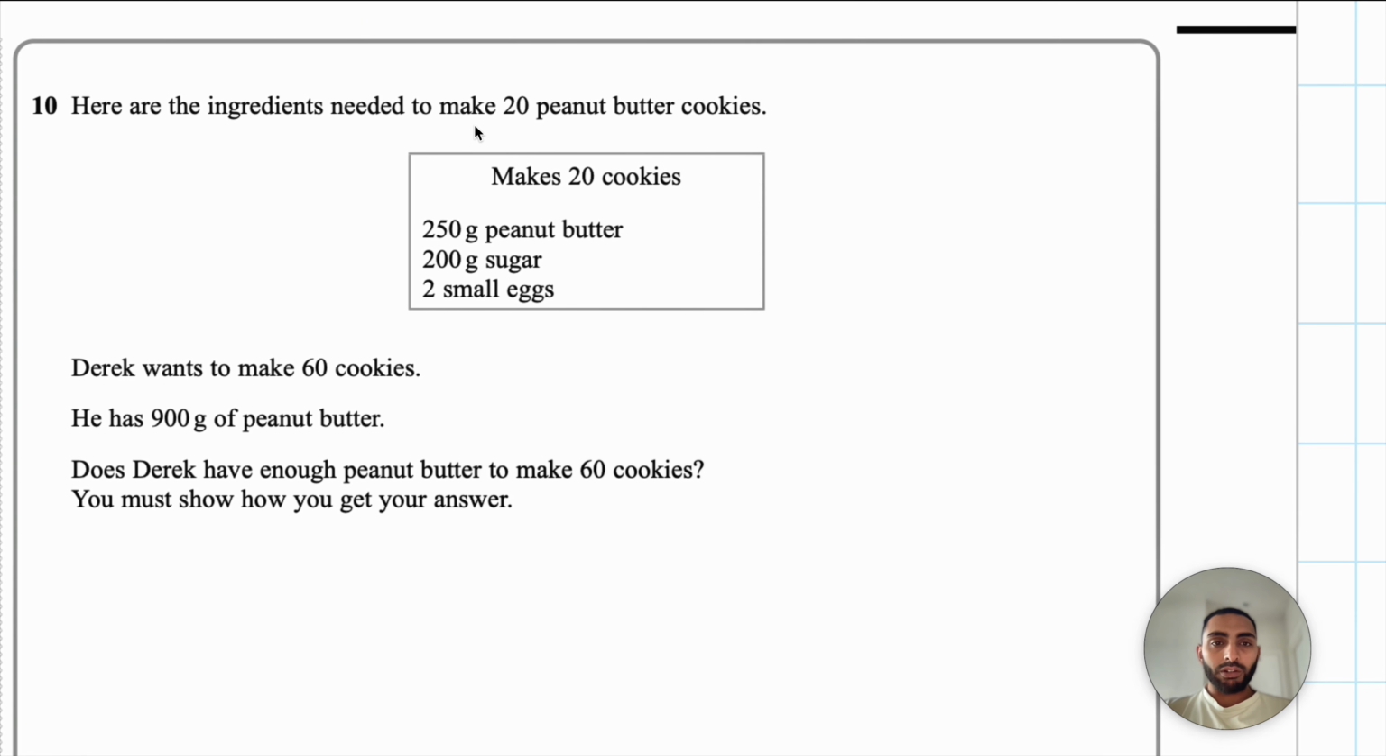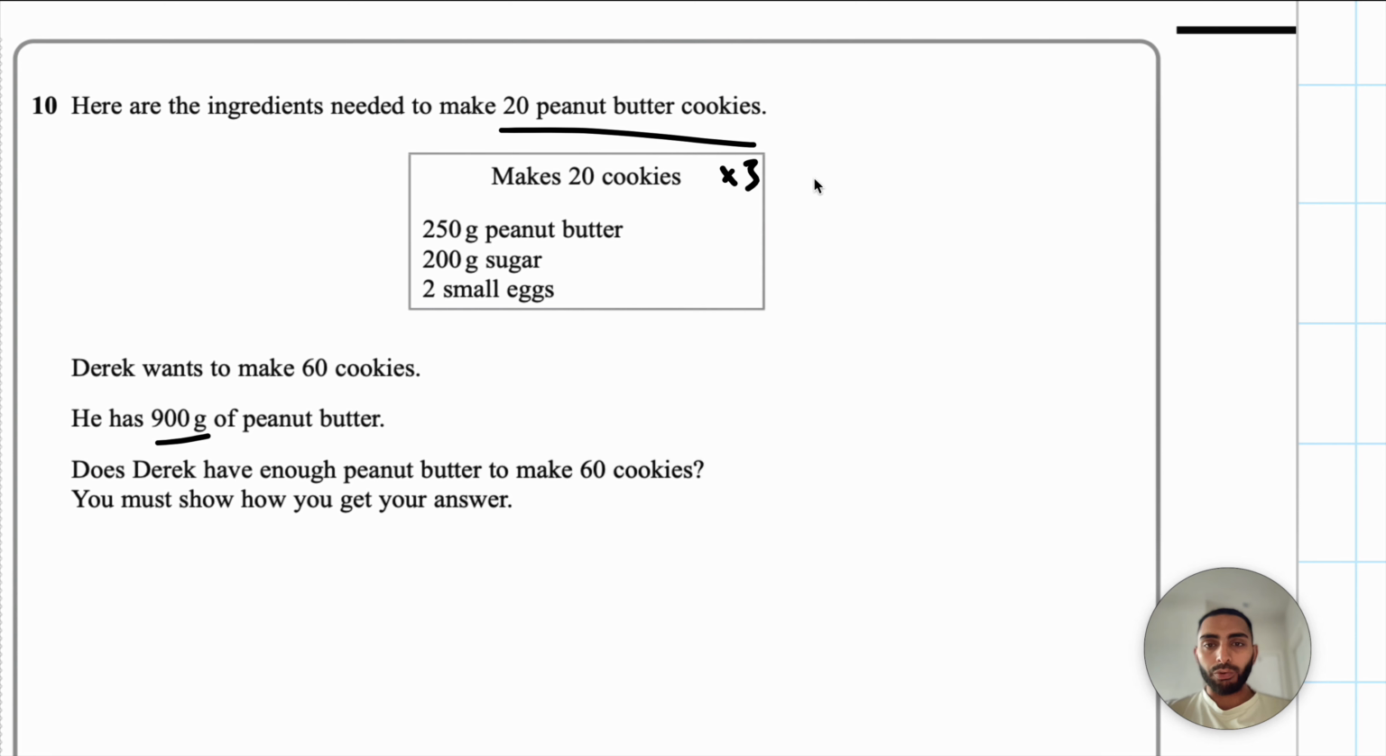Question 10. Here are the ingredients needed to make 20 peanut butter cookies. Derek wants to make 60 cookies. He has 900 grams of peanut butter. Does Derek have enough peanut butter to make 60 cookies? Show how you get your answer. If we have a recipe for 20 cookies, how could we scale it up to get 60 cookies? How many times does 20 go into 60?